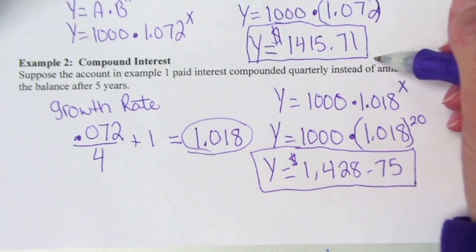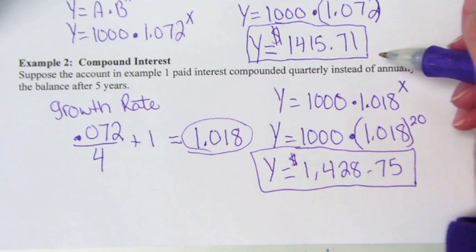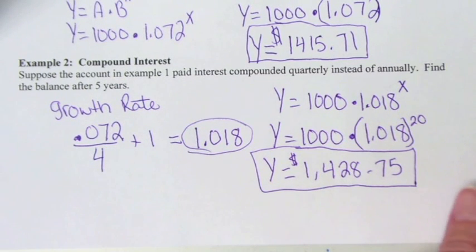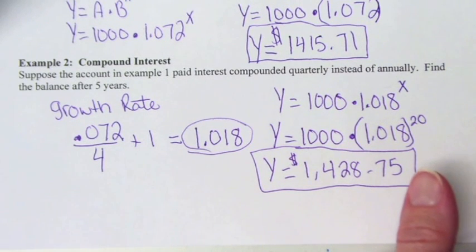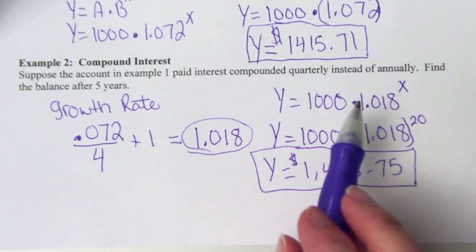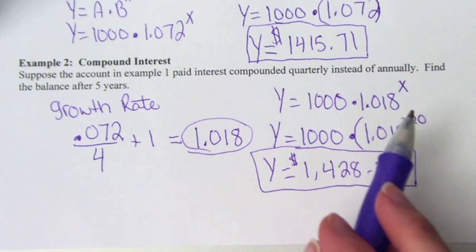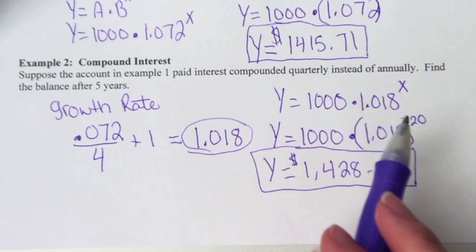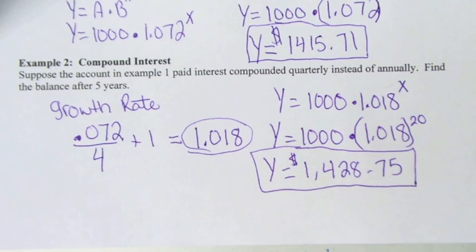What about monthly? We're not going to, but you could figure that out. If we were doing it monthly, what number would we plug in for x? 12 months in a year, so for 5 years, you'd put 60. It would be a little bit higher. You'd make more money that way.